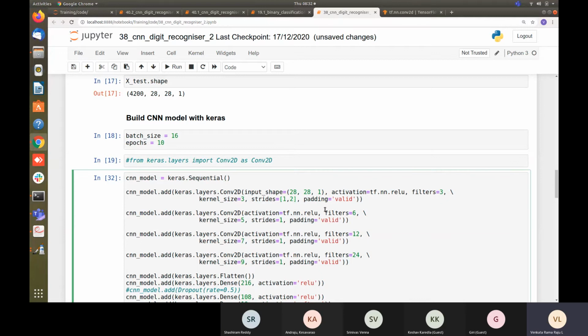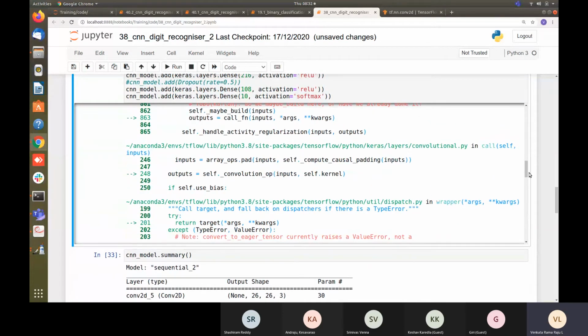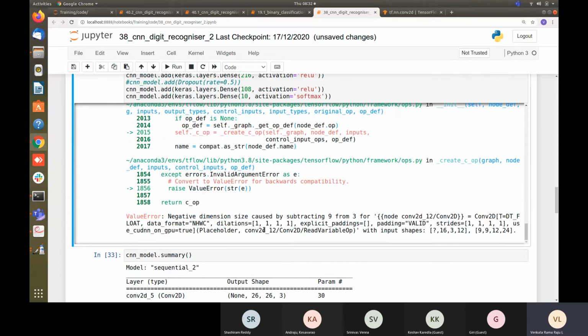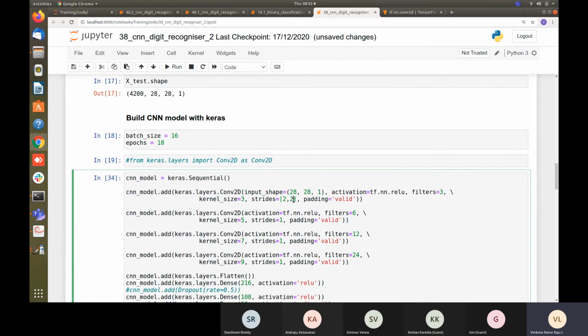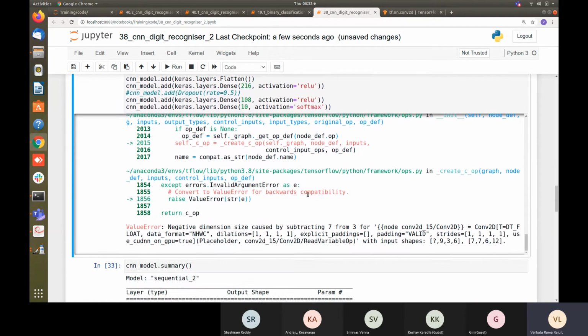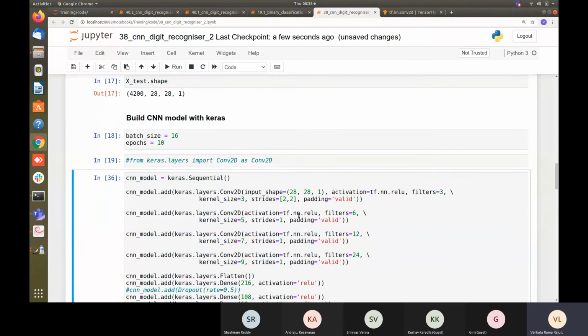So if I say 2 here, the dimensionality must be the same, maybe. The calculation actually came wrong. It is not giving you a two-dimensional matrix. Maybe let me put 2 here and 4 here. This is where you need to understand the formula: (n plus 2p minus f) divided by s, plus 1. If you don't understand the formula and try to do this, it's going to create these kinds of problems. If I say 2 2, it will work. For this particular image, the dimensionality is not matching.